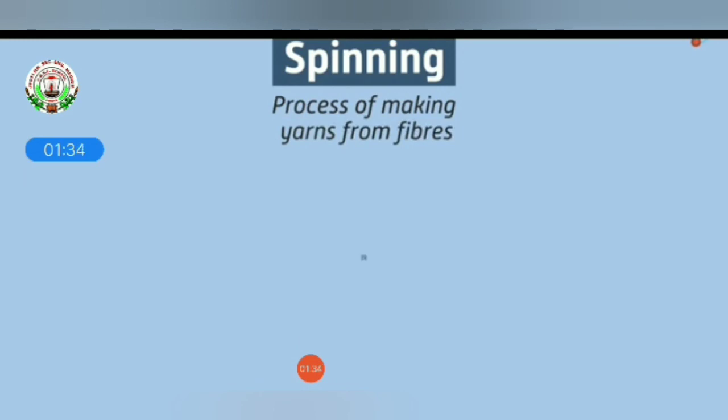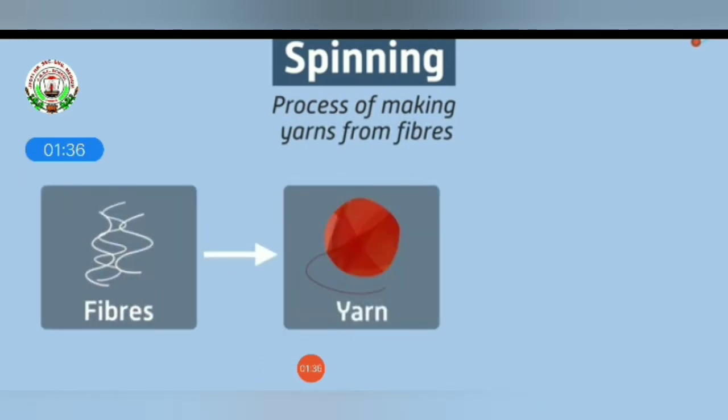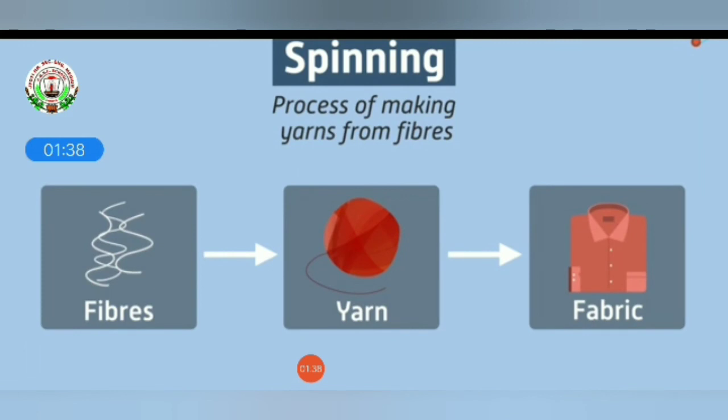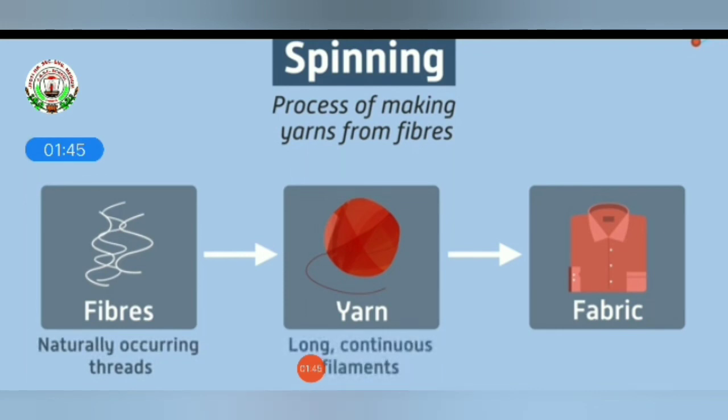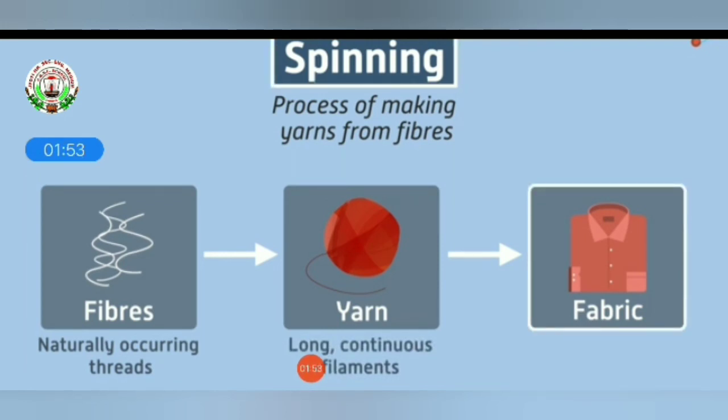Remember the series? Fibers make up yarn and yarn makes the fabric. So fibers are the naturally occurring threads. These need to be drawn into long and continuous filaments. These long filaments are the yarns, and these yarns are the ones that are woven into fabrics. So spinning is the process where the threads are converted into yarns.